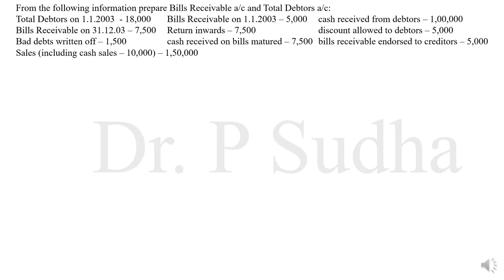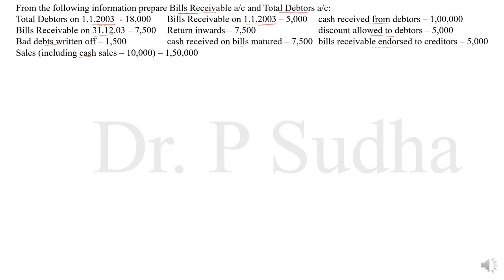Total debtors as on 1/1/2003. This is the opening debtors. Bills receivable on 1/1/2003. This is the opening bills receivable. Cash received from debtors. Bills receivable on 31/12/2003. Return inward. Discount allowed to debtors. Bad debts written off. Cash received on bills matured. Bills receivable endorsed to creditors. Sales including cash sales 10,000, 1,50,000 rupees. So with this information, what we have to prepare? We have to prepare bills receivable account and total debtors account.